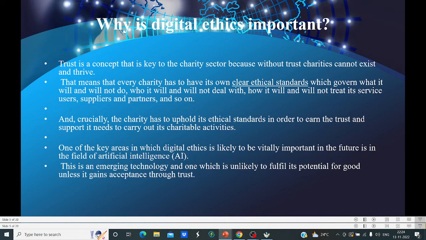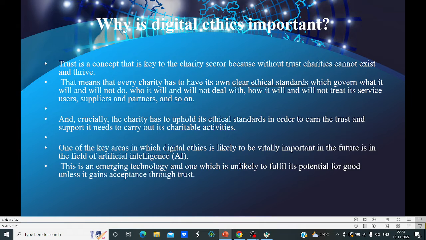Why is digital ethics important? Trust is a key concept in the charity sector because without trust, charity cannot exist and thrive. In this process, clear ethical standards are to be governed by the service, and it will deal with service users, suppliers, partners and so on. It upholds an ethical standard in order to earn trust and support also.